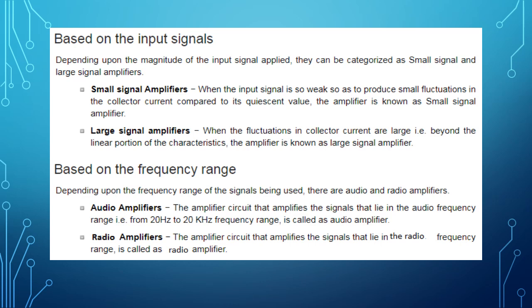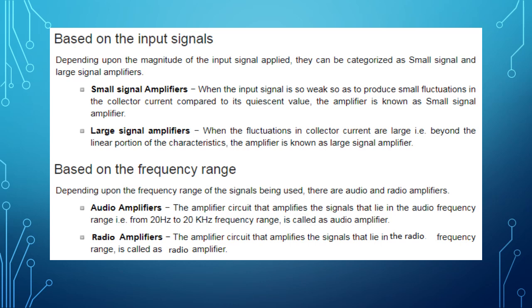Based on the input signals. Based upon the input signal applied to the amplifier, there are two types of amplifiers: small signal amplifiers and large signal amplifiers. When the input signal is so weak as to produce small fluctuations in the collector current compared to its quiescent value, the amplifier is known as a small signal amplifier. An example of this small signal amplifier is the voltage amplifier.